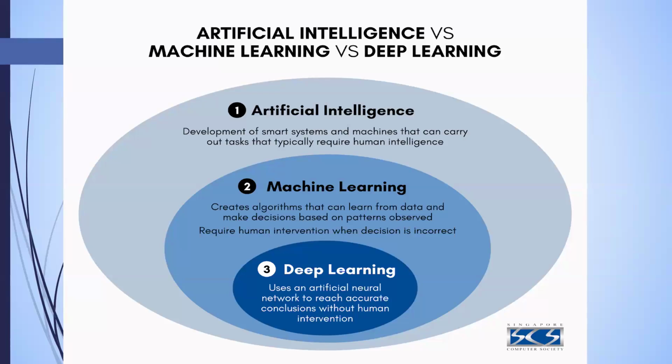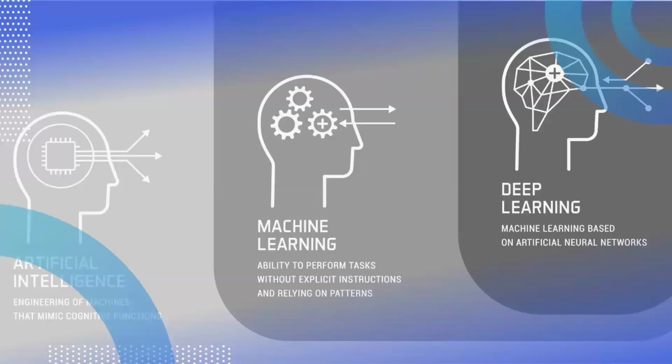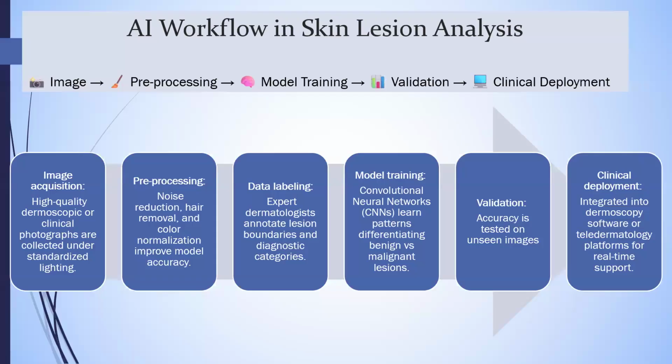So you have to develop smart systems and machines that can carry out tasks that typically require human intelligence. And then machine learning creates algorithms that can learn from data and make decisions based on patterns. All these patterns have to be observed: the vascular pattern, the pigment pattern, the reticular pattern, everything. And it requires human intervention when a decision is incorrect. And deep learning, where you use an artificial neural network to reach accurate conclusions without human intervention. So the AI just has to mimic our cognitive function, and then machine learning should be there, and deep learning.